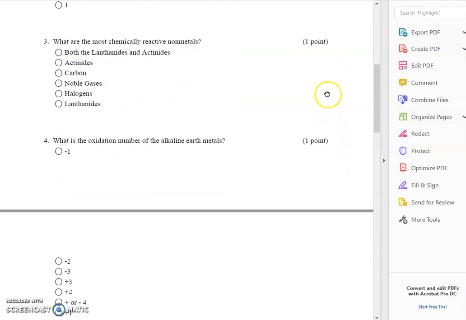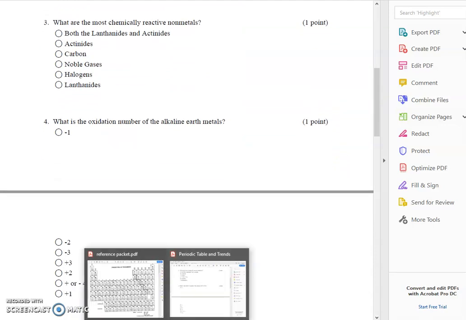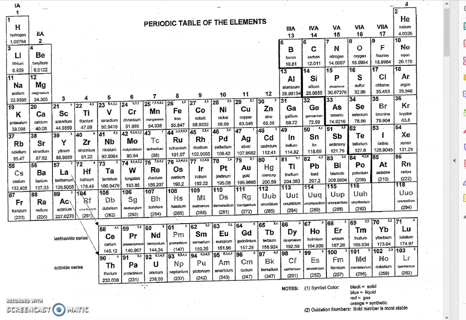The most chemically reactive nonmetals. All right, if it's asking nonmetals, it's everything to the right of this step ladder here, because the metals are to the left. The metalloids are the ones that fall on this ladder, except for aluminum. If you test that, that is purely metallic. And the nonmetals are everything to the right. So if it's asking the most chemically reactive nonmetals, what you're looking at are the halogens.